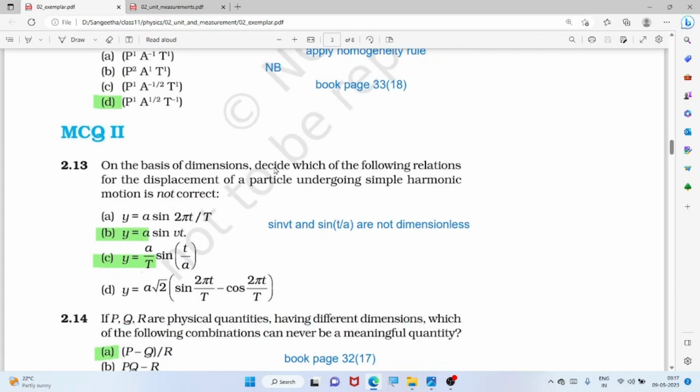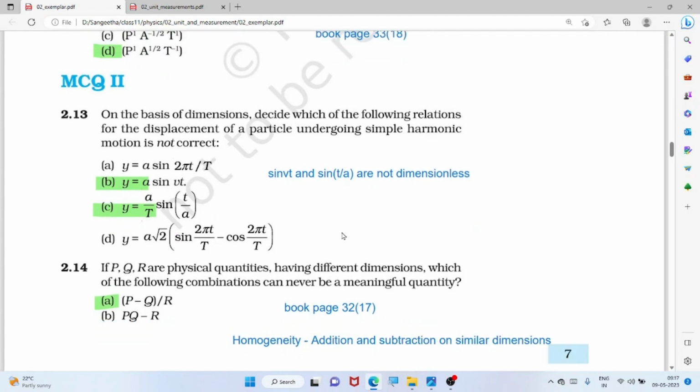On the basis of the dimension, decide which of the following relations for the displacement of a particle undergoing simple harmonic motion is not correct. They are asking which is not correct. Okay, so here actually these two have dimensions. Sine, cosine, trigonometric functions should be dimensionless, but here they have dimensions, so these are not correct.